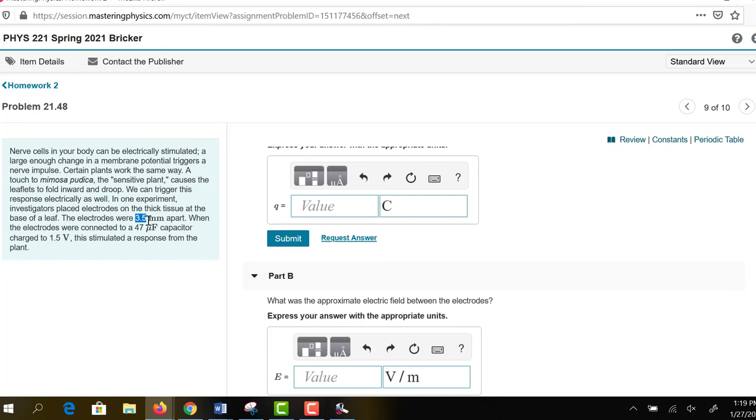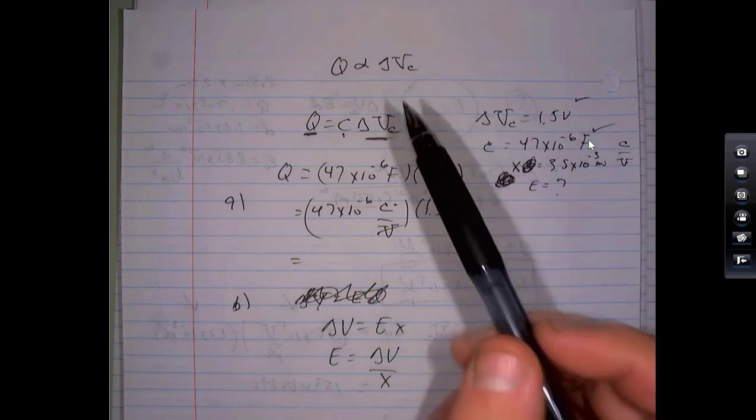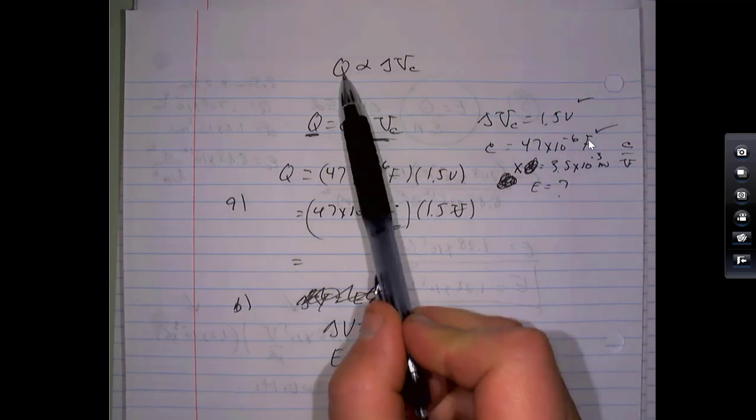What's the electric field? From the previous problem we saw that the electric field was delta V divided by the distance between the plates. So if you take 1.5 volts divided by 3.5 times 10 to the minus third meters, you'll get the electric field strength. Okay, so let's take a look at this in a little more detail.